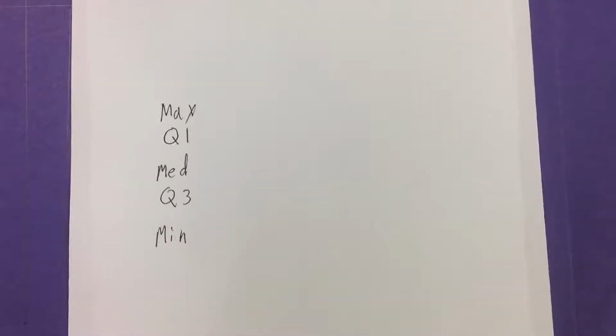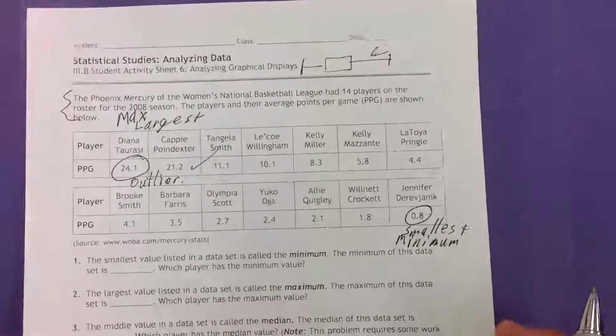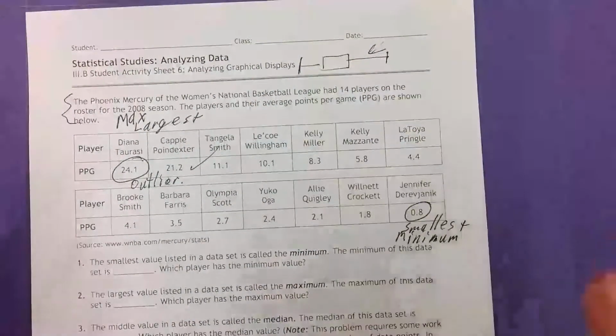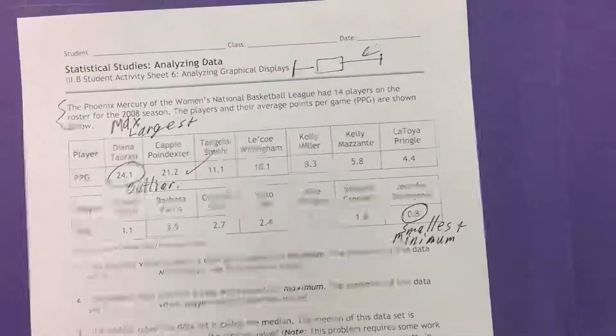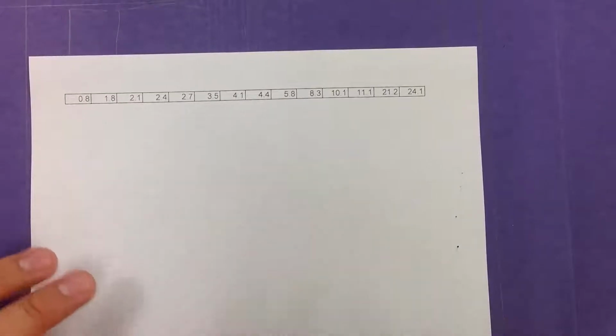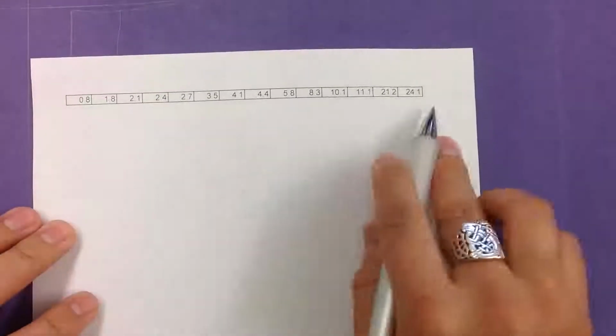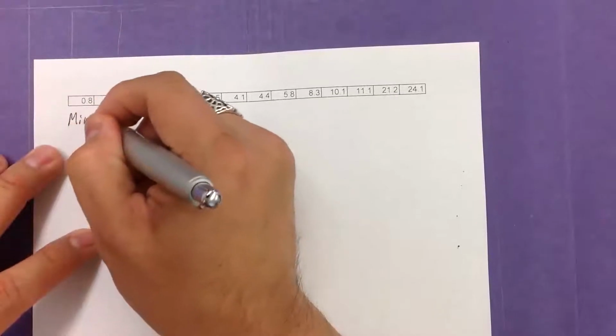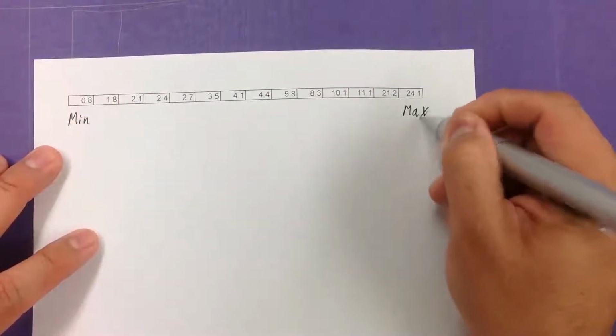So first things first, what you need to do with all your data is, number one, put everything in order from least to greatest, from left to right. And so we have this done right here. Went ahead and did this earlier. I wrote all the numbers in order from least to greatest. Here's our minimum, and here's our maximum.